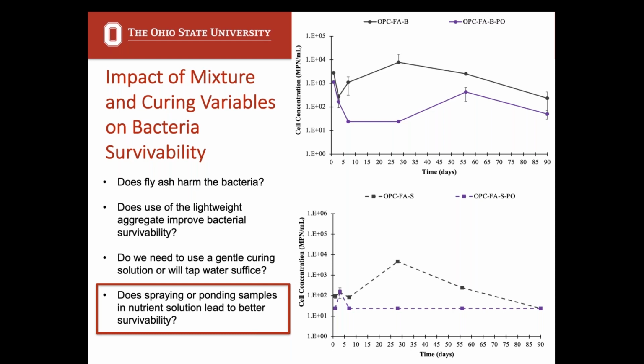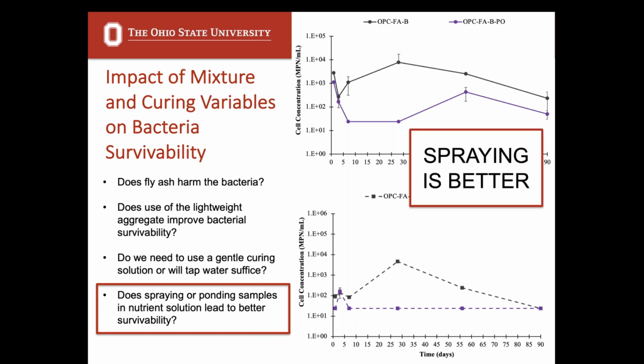And then finally, does spraying or ponding the samples lead to better survivability? So in both cases, we see much more bacteria alive when we sprayed it compared to when we ponded in that curing solution. So by using the more feasible, easier once-a-day spray with nutrient solution, we actually keep our bacteria alive for a longer time. So spraying is better.